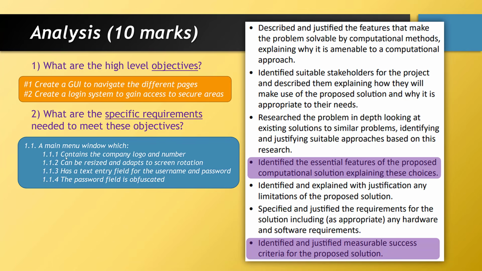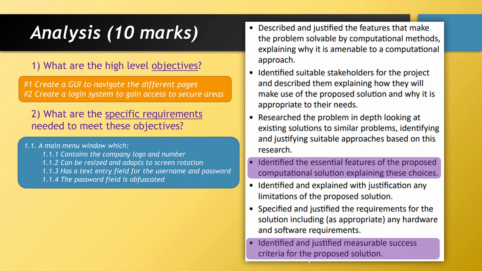So one might be just having the logo and number, very simple. Another one could be that you can resize it and it will adapt if you rotate the screen, etc. Now you might have, say, 8 objectives potentially. You might have, say, 30 requirements. That's just a ballpark figure, which are very tightly defined. But you'll notice that actually objectives and requirements are not used in this context. Requirements are used for hardware and software, which is not really what I mean right now.